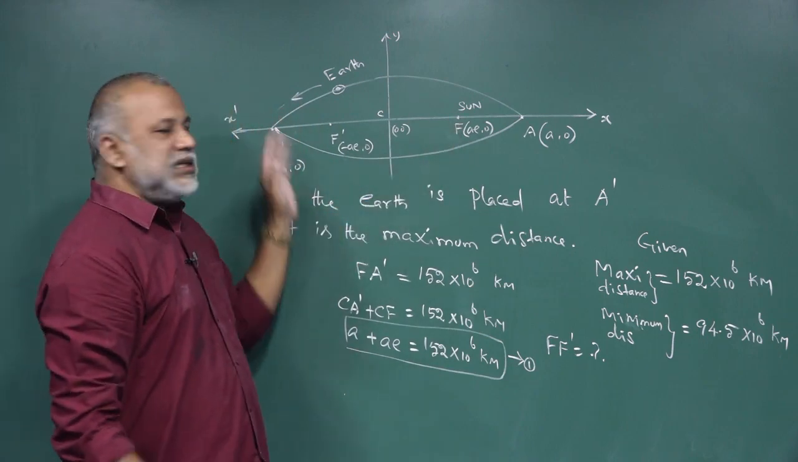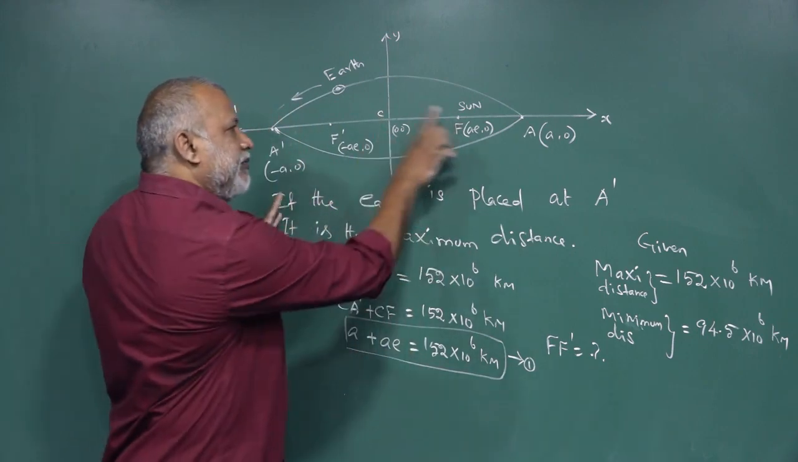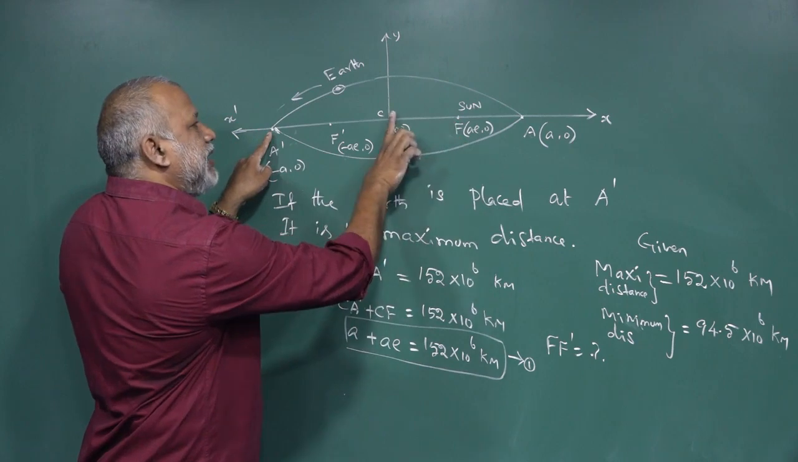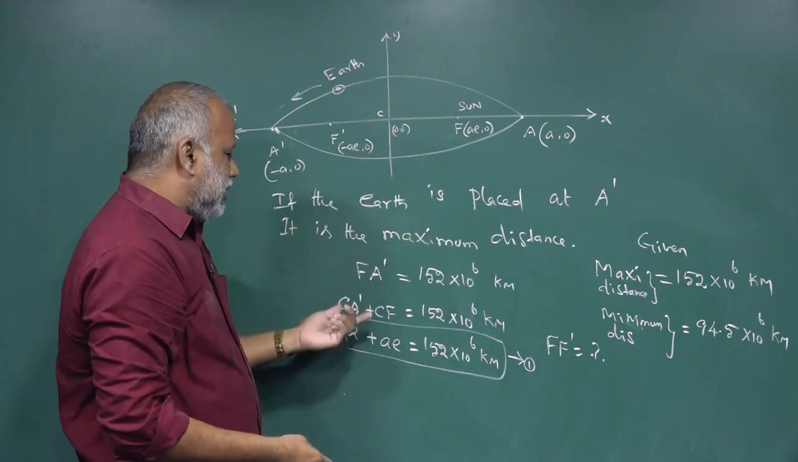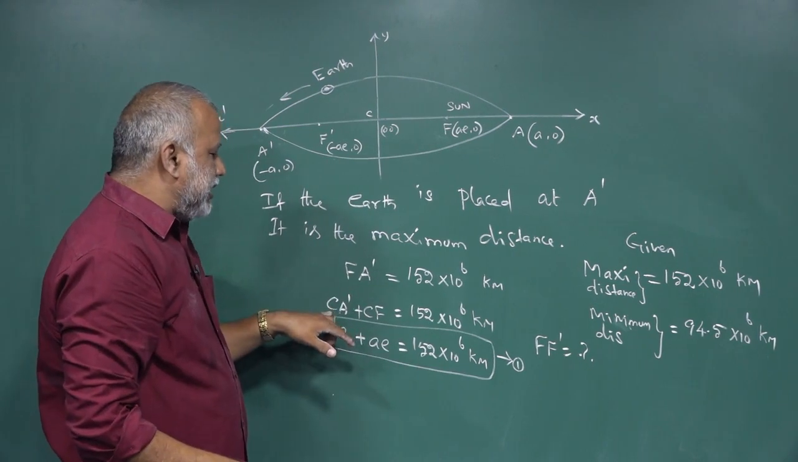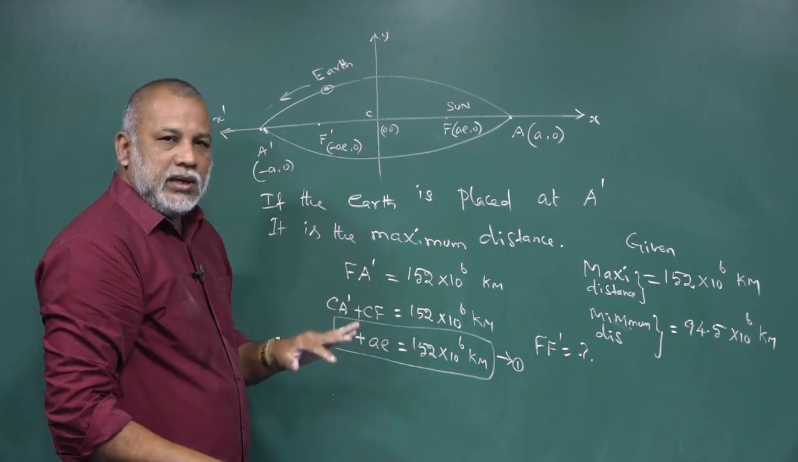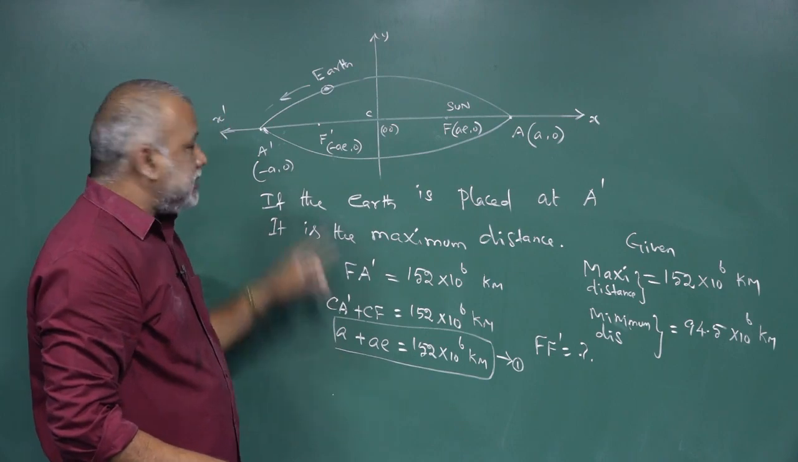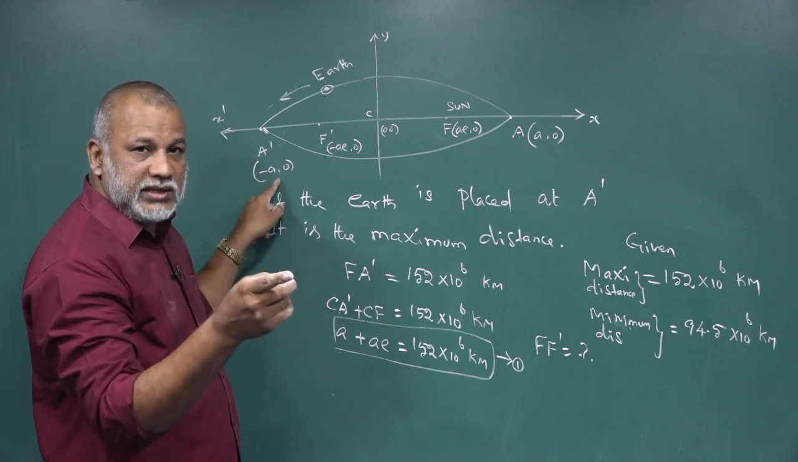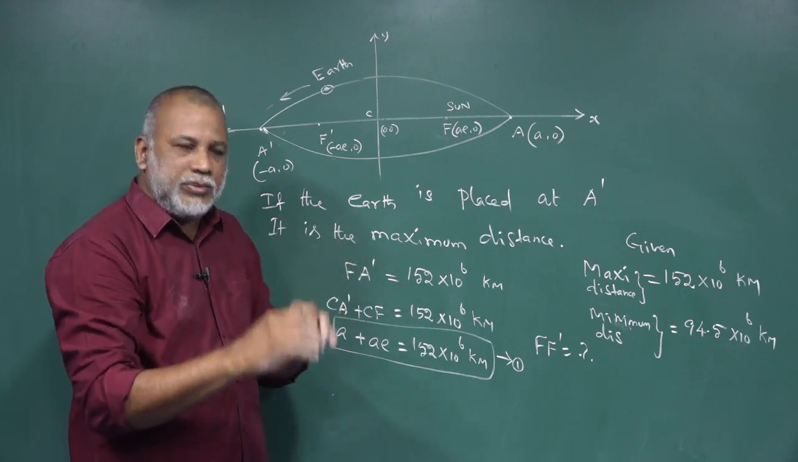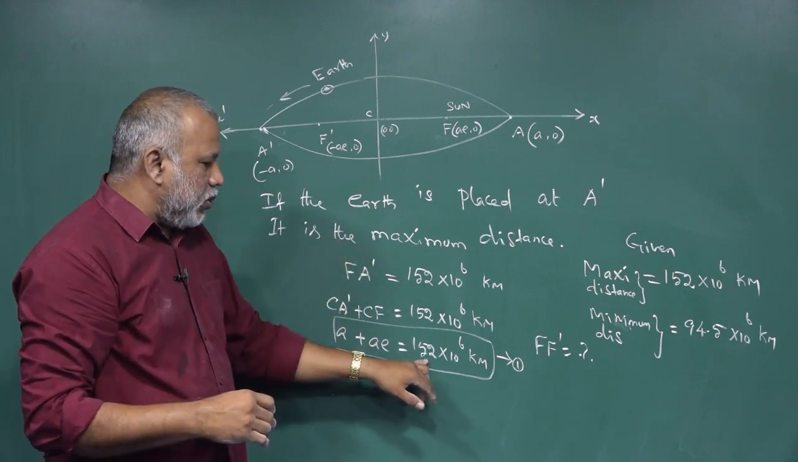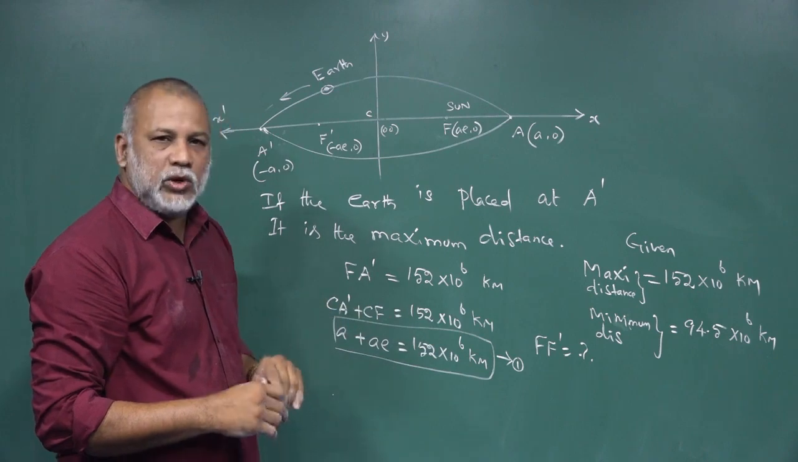So F A dash can be split in two ways. From F to A dash, I am writing CF and CA dash. That is the total distance, the maximum distance. I can write CA dash plus CF. CA dash means A. It is a point, so we take it as negative, but we are thinking about the distance, and distance is always a positive quantity. So A plus AE is 152 into 10 to the power 6 kilometer.